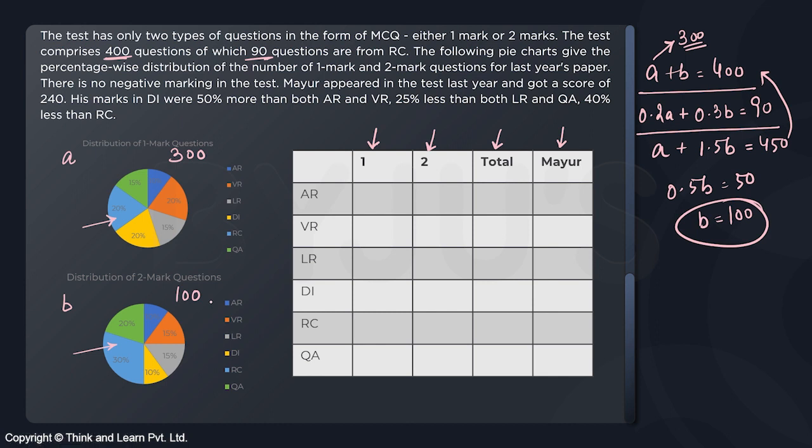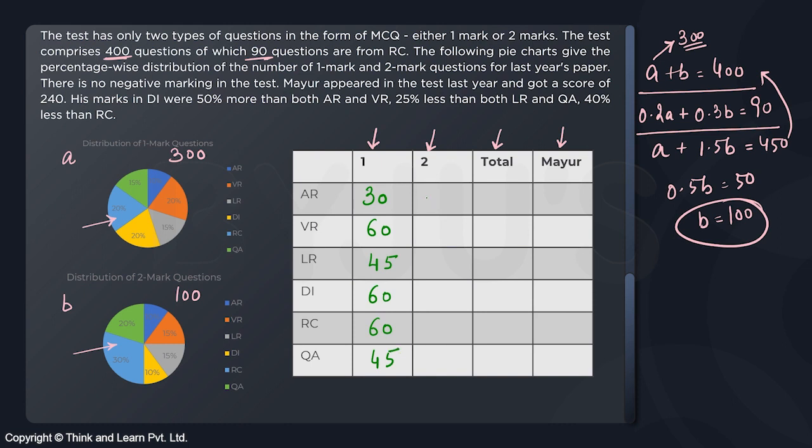And now we can easily calculate all of these values here. So how many questions of 1 mark are from AR? 10%. That makes it 30. 20% are from VR. That makes it 60. 15% are from LR. That makes it 45. Similarly, from DI, I have 20%, which is equal to 60. From RC, I have 20%, which is equal to 60. And from QA, I have 15%, which is 45.